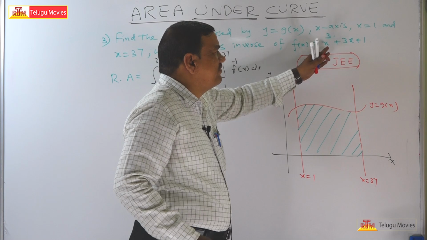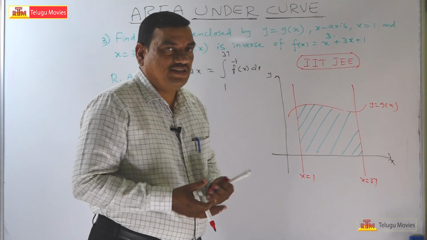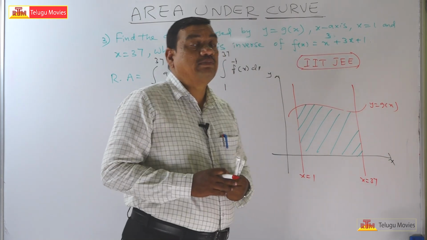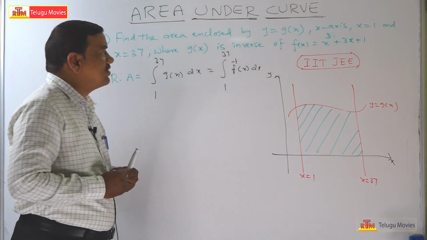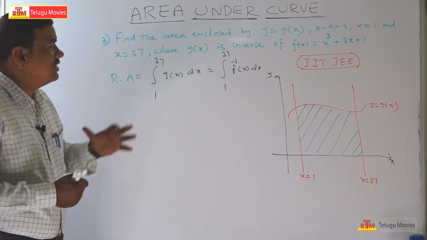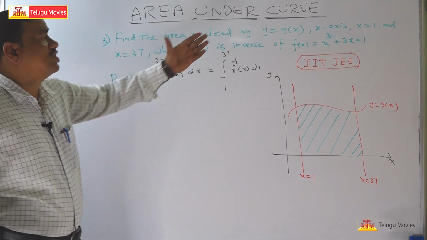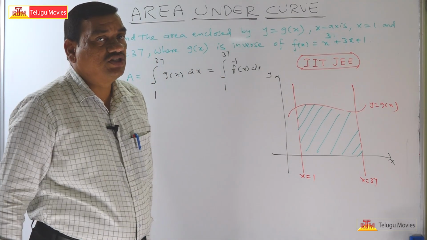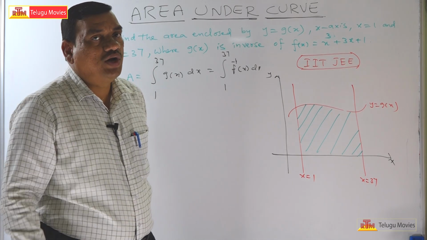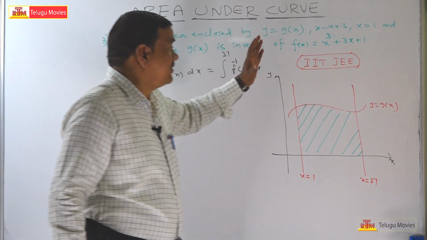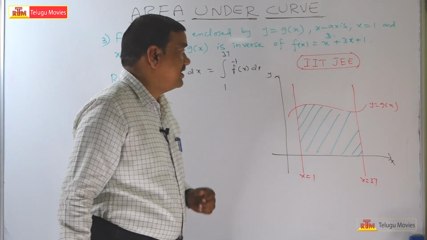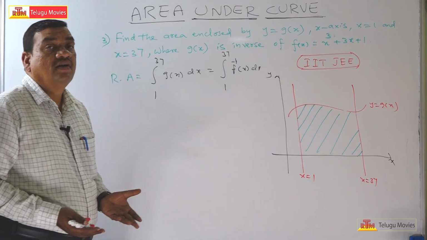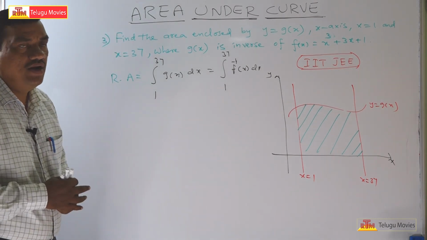If it is a very small one, for example 2x plus 3, otherwise x square plus 1, like that, we can easily find out. But here x cube plus 3x plus 1 is there. So, finding f inverse of x is somewhat difficult. If it is a small function like f of x is equal to 2x plus 3, it would be in an ordinary board level examination. But this is given in the IIT JEE examination. The function is given as x cube plus 3x plus 1. So, without finding the inverse function also we can do this problem.